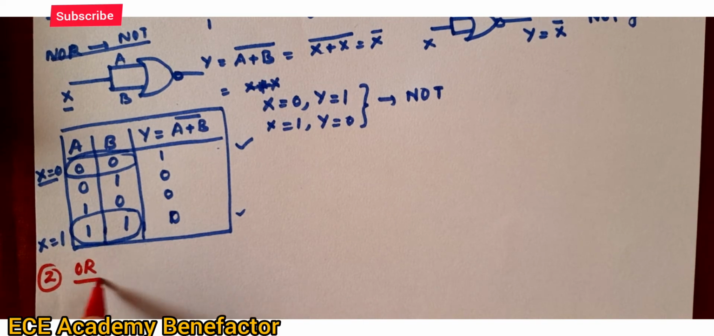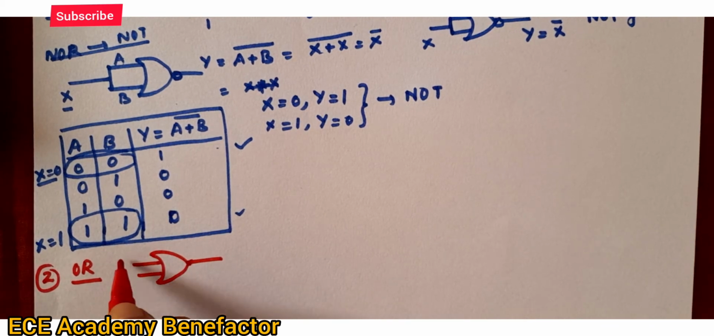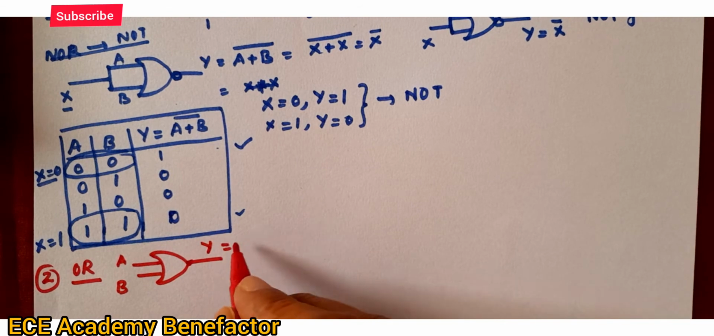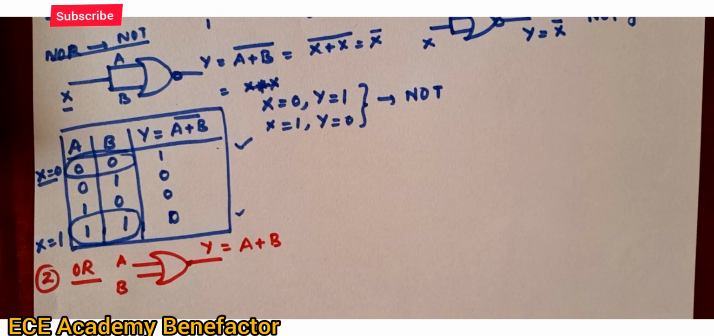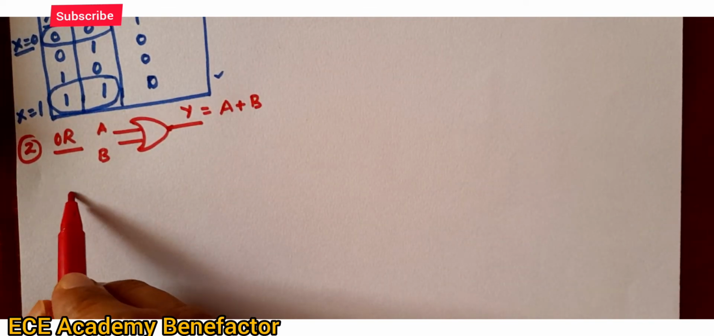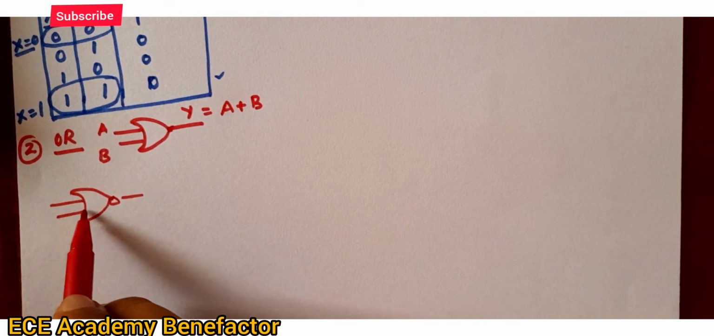OR gate or OR function. The symbol of OR gate is this one. The input variables are A and B, the output is Y. The expression for OR gate is A plus B. What is the gate available with us now? The gate available is NOR gate, and we want this NOR gate to be used as an OR gate.